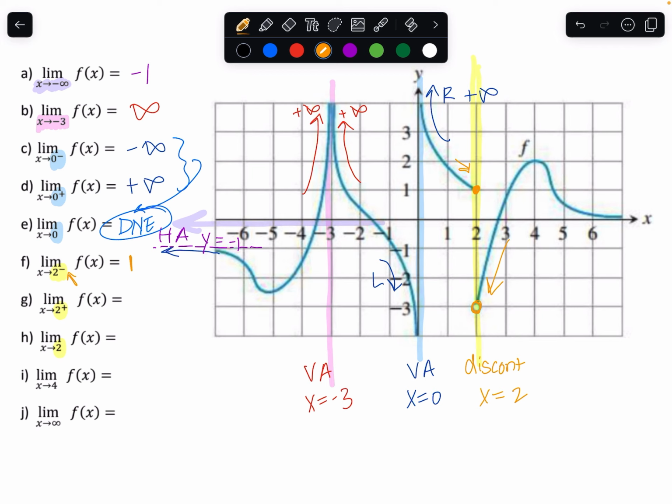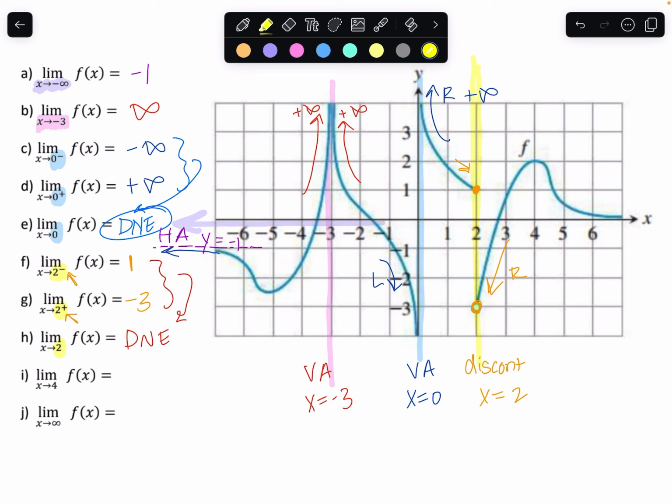But remember, limits are the idea of what we are approaching. And we are approaching from the right side. That's what that +2 indicates. We are approaching y equals -3. And of course, because the left and the right limits do not match, in this situation, the general limit does not exist.